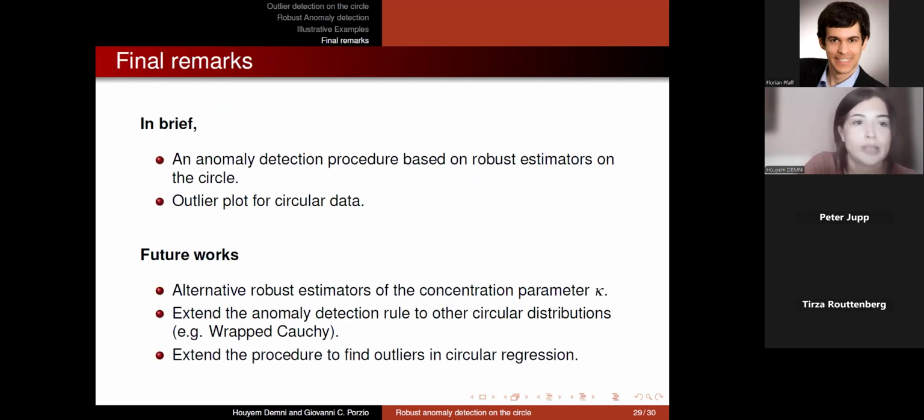To summarize, I presented an anomaly detection procedure based on robust estimators on the circle, and I also introduced an outlier plot for circular data. As future work, we intend to develop alternative robust estimators of the concentration parameter kappa, to extend the anomaly detection rule to other circular distributions, for instance the wrapped Cauchy, and finally to extend the procedure to find outliers in circular regression.